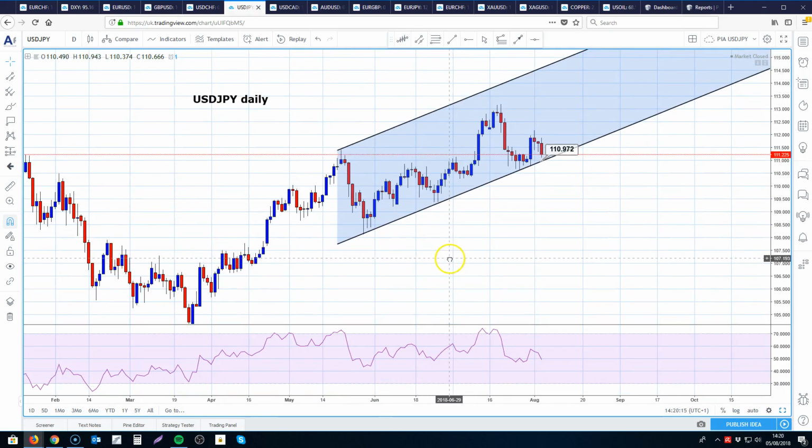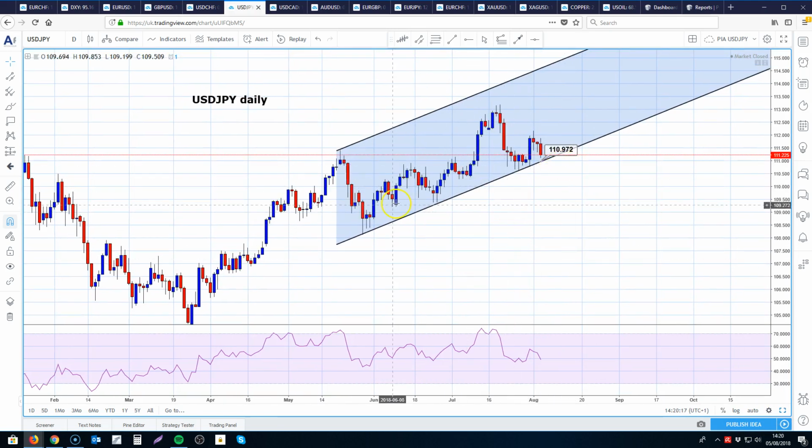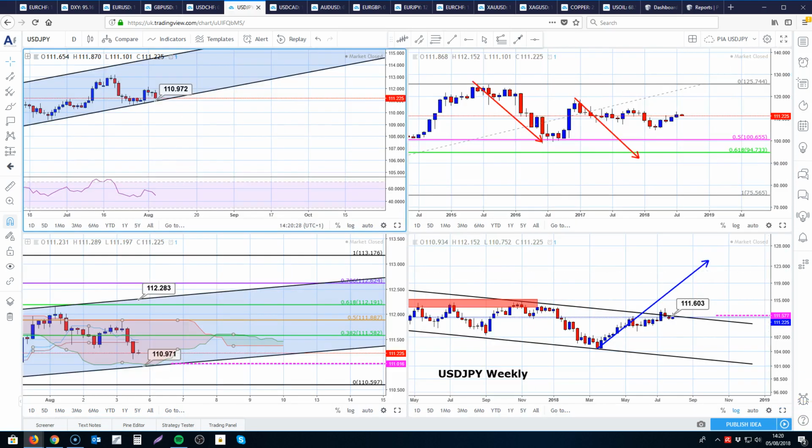If we go to the daily chart, and again we can see that this prolonged bullish channel has trendline support at 110.97. So if that breaks, let's just have a look at the other charts. If that breaks, then we haven't really got anything in the way of support until 110.20, and then 108.26 to the downside. So at the moment we've got a bit of a mixed view.